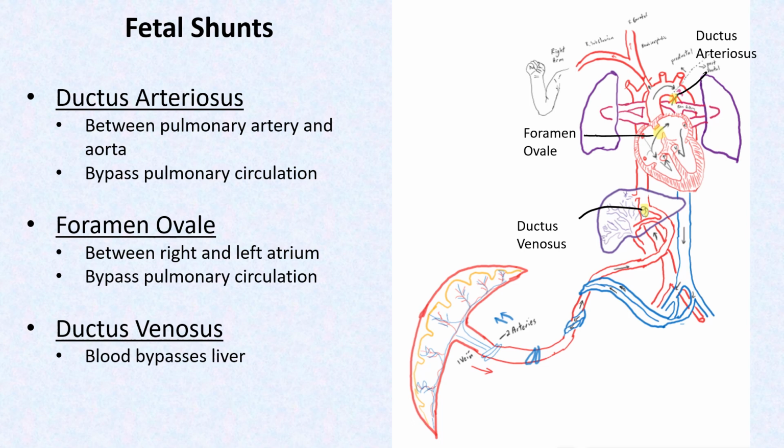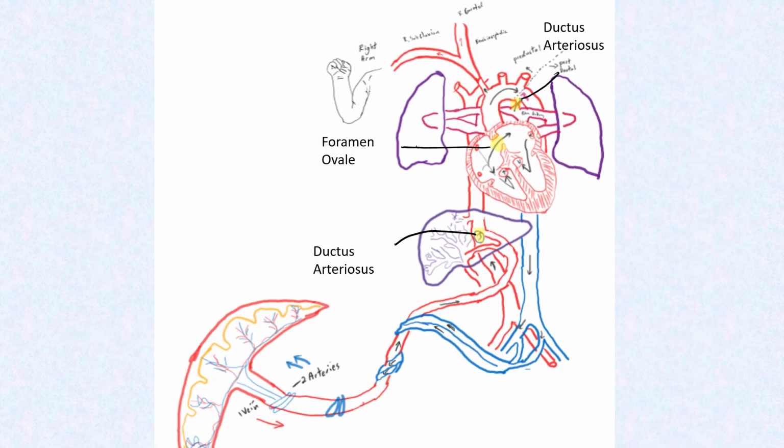Last is the ductus venosus, which is a fetal vessel connecting the abdominal umbilical vein to the left portion of the inferior vena cava just below the diaphragm. The function of the ductus venosus is to shunt the substrate-rich blood coming from the placenta via the umbilical vein to the heart. Now let's follow blood through fetal circulation.